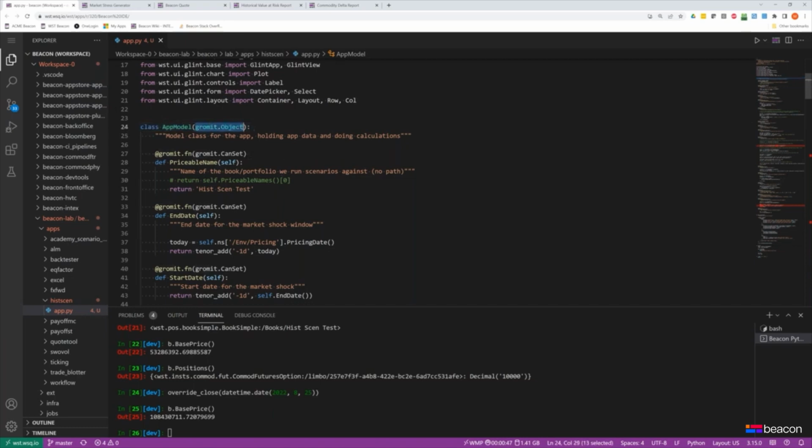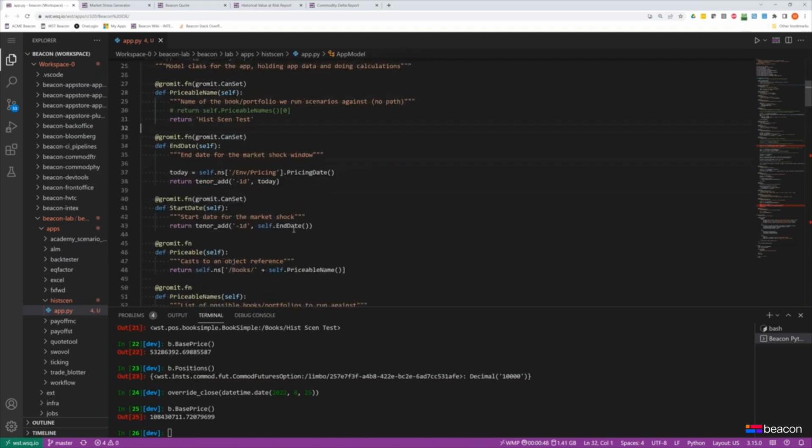So here's this app model, the definition of the thing. It inherits from grommet.object. Grommet is our dependency graph framework, which is a really powerful tool for linking financial calculations together. In Glint, in the user interface stuff, the graph is the technology that links different parts of the application together. So if you change a historical date that defines a historical scenario, the P&L field will automatically update in the UI because it's connected together by the graph.